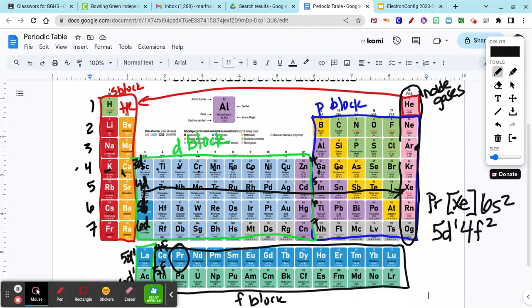Okay, so hopefully that makes sense. All right, let's do one more. We'll do one in the very bottom row.